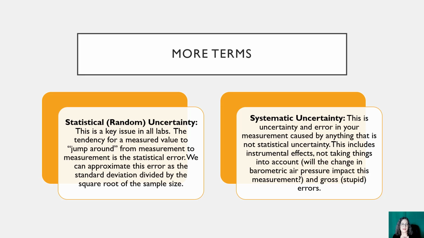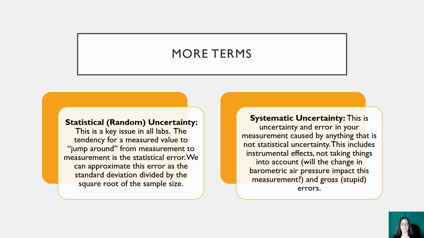Now, if we want to turn that into error, we can approximate that using standard deviation divided by the square root of the sample size. Okay, and then that gets us an error estimate. But this is based on the randomness of measuring the same thing multiple times.